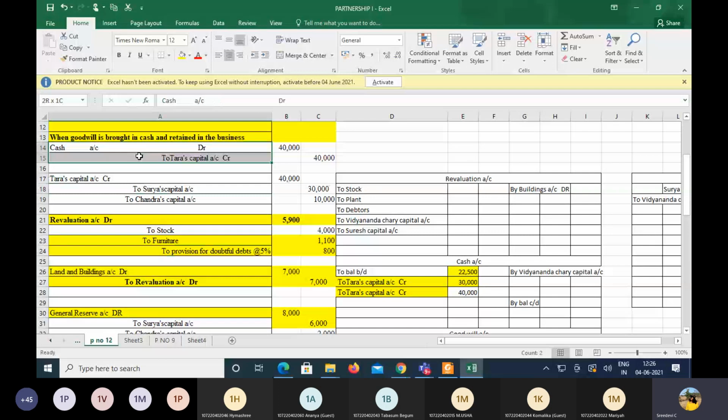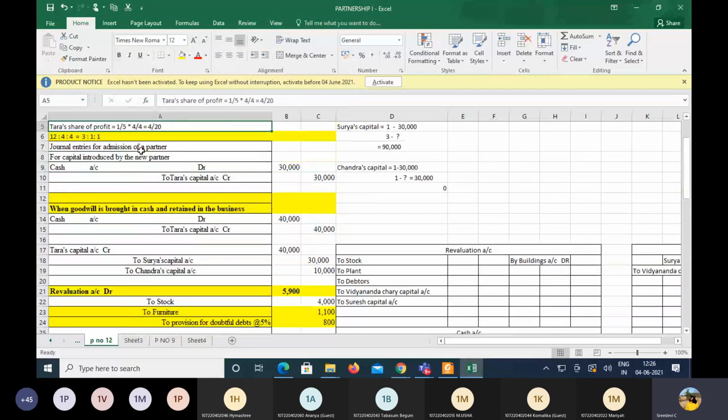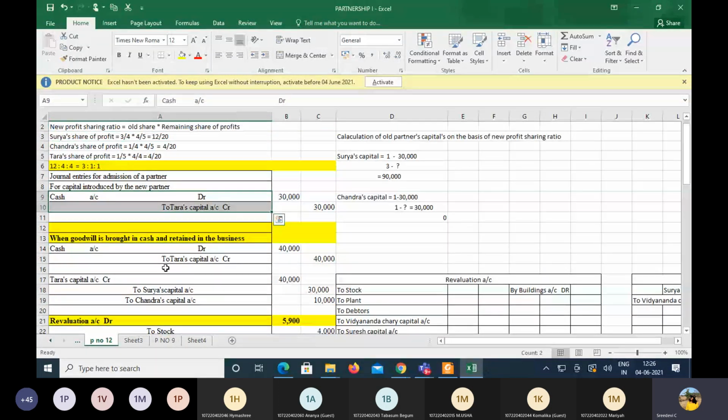So the first entry is for the capital. So capital is here on the top. The second one is for the goodwill. So both have been posted into the cash account as well as Tara's capital account.